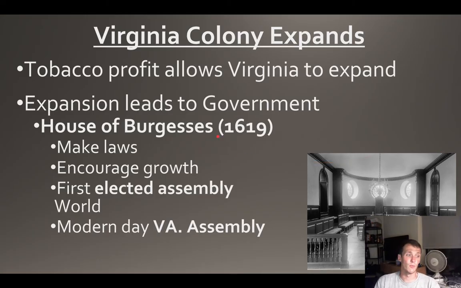So anyway, once the expansion happens as a result of the tobacco trade, right, you get this House of Burgesses, which is needing to get a government, right? And a Burgess is simply an assembly, an elected official, right? So when you get the House of them, you have lots of them, and they're established in 1619, right? They make laws. They're encouraging growth in the colony. They are the first elected assembly in the New World, right? And this is going to eventually transform into the modern-day Virginia Assembly.